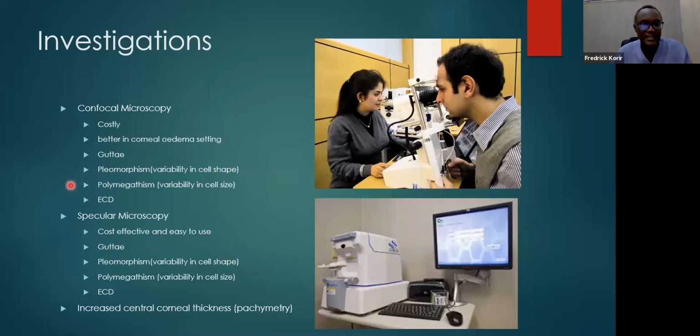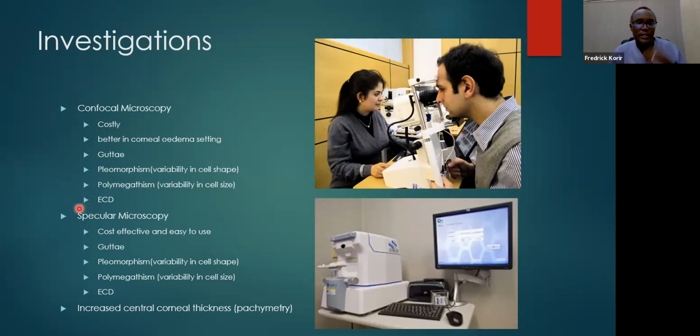And then polymegathism, which is variability in cell size. And this tends to tell you a little bit of abnormality, because you remember, if you lose an endothelial cell, what happens is that the rest of the cells are spread out in order to cover the empty place where there's no endothelium, and the rest enlarge, forming polymegathism. Some start varying in shape because of pathology or anything. So it's very good to assess these two things when you're looking at endothelium.